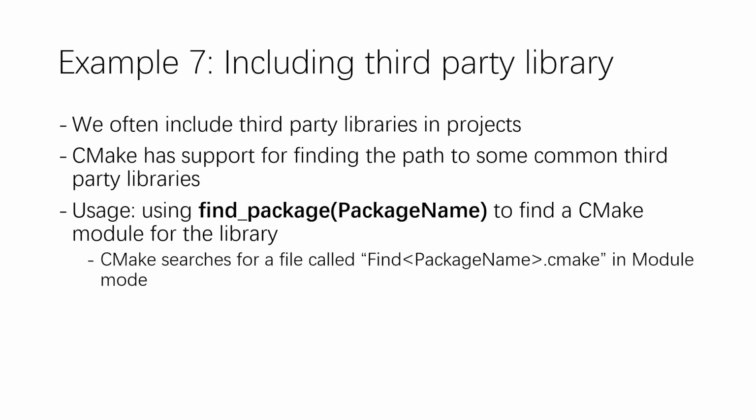Now we know how to use our own libraries, but we also include third-party libraries in our projects. So CMake has support for finding the path to some common third-party libraries. We can use find_package and the name of the third party to find a CMake module for this library. Actually, CMake searches for a file called Find<PackageName>.cmake. I'll show it later.